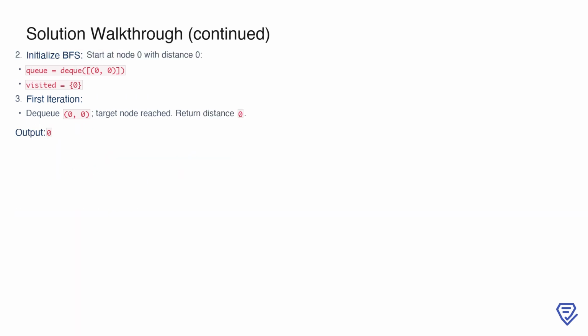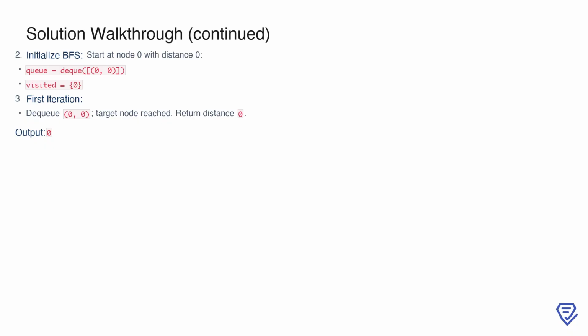Lastly, consider the case where the graph consists of only a single node, and the start and end nodes are the same. Here, we have one node labeled 0 with no edges. The goal is to determine the shortest path from node 0 to itself. First, we construct the graph, which simply shows node 0 with no neighbors.